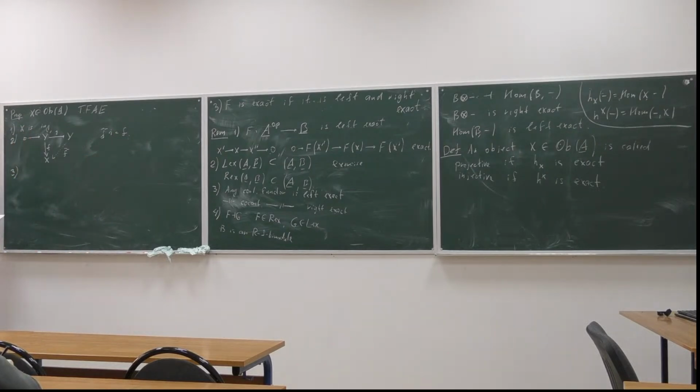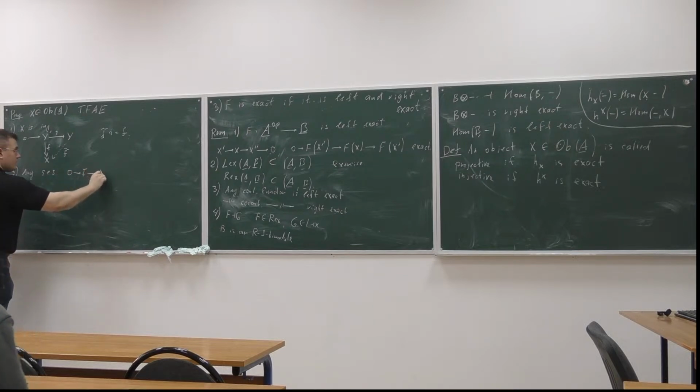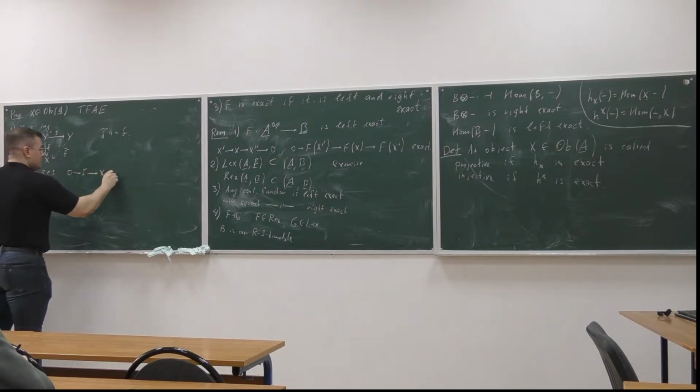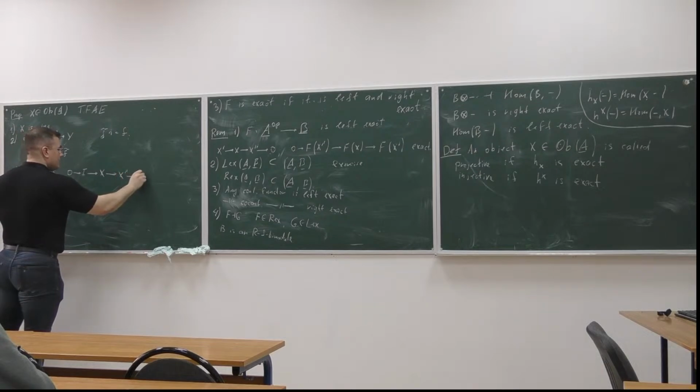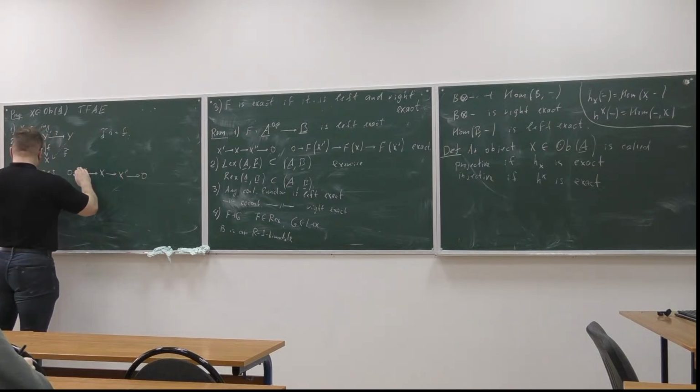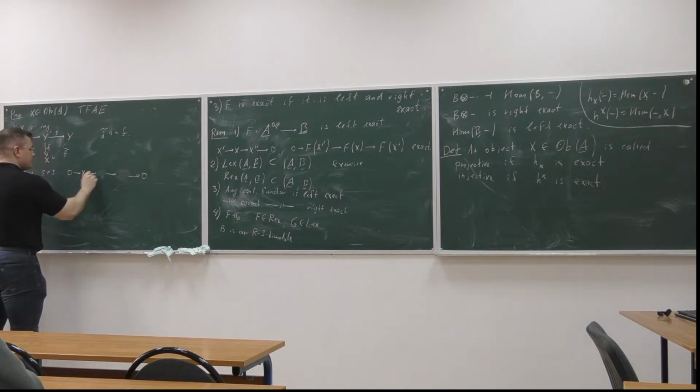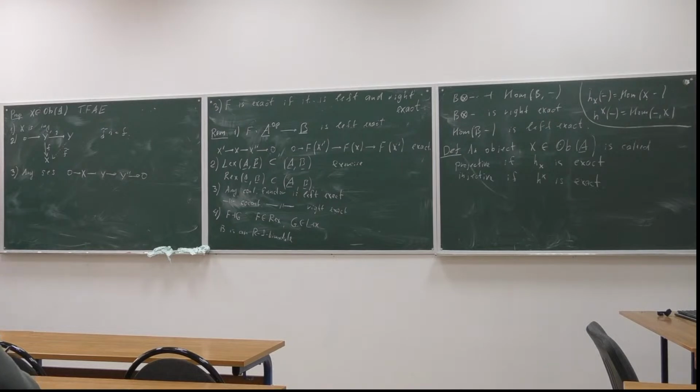So condition 3 is the following. Any short exact sequence, okay, x, y, y double prime. So we take any short exact sequence such that the first term is this x. Then this splits.